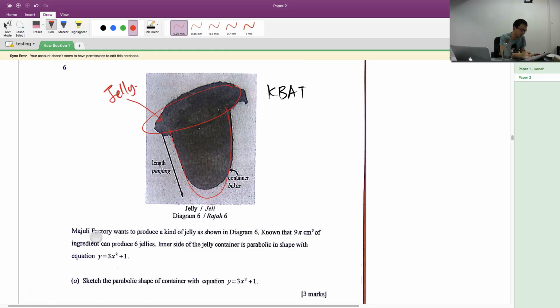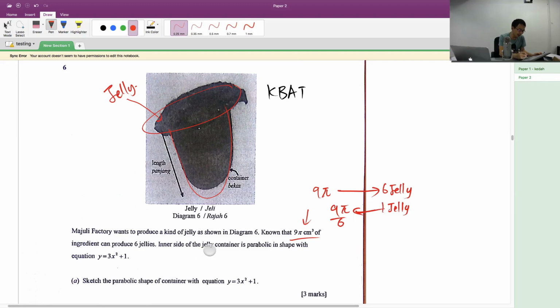Okay, a factory wants to produce a kind of jelly as shown in diagram 6. It is known that 9π centimeter cube, which is the volume, of ingredient can produce 6 jellies. So this one is used to make 6 jellies. If I want to know about 1 jelly, I will use 9π over 6 to get the amount used to make 1 jelly. This is just normal logic.